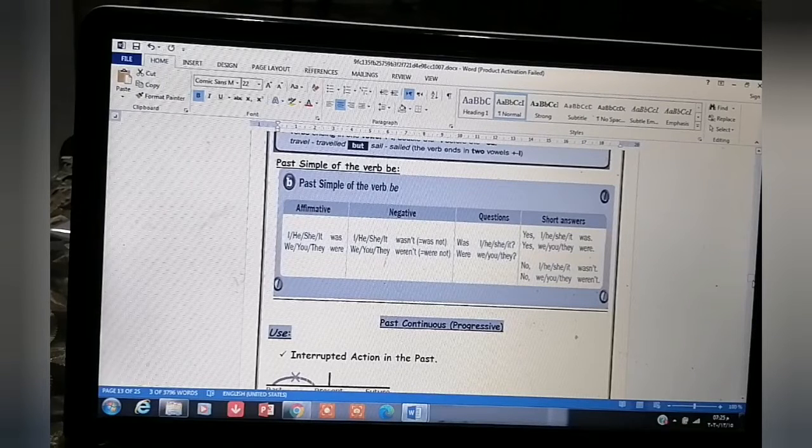The negative form, we are going to say he wasn't, she wasn't, it wasn't, okay? Or I wasn't, because it's singular. While we, you, they weren't, equal were not. The question is, was she, was he? And for the plural form, were you, were they, okay? Now the short answer is yes, I was, or no, I wasn't, for example, or yes, we were, or no, we weren't, okay?